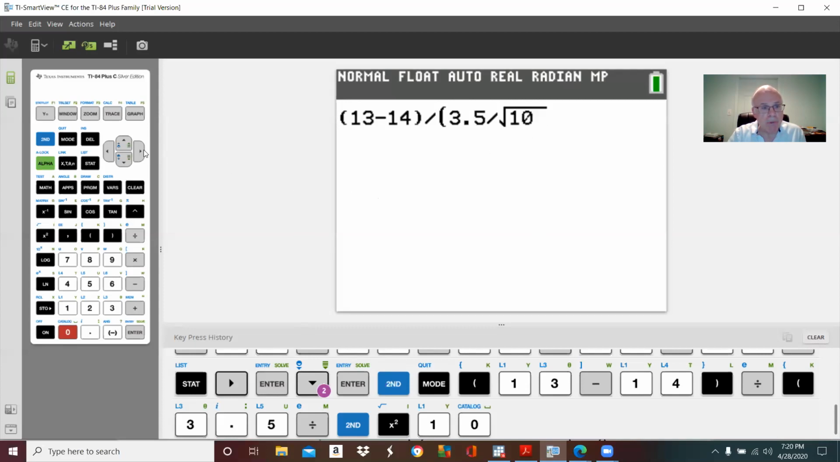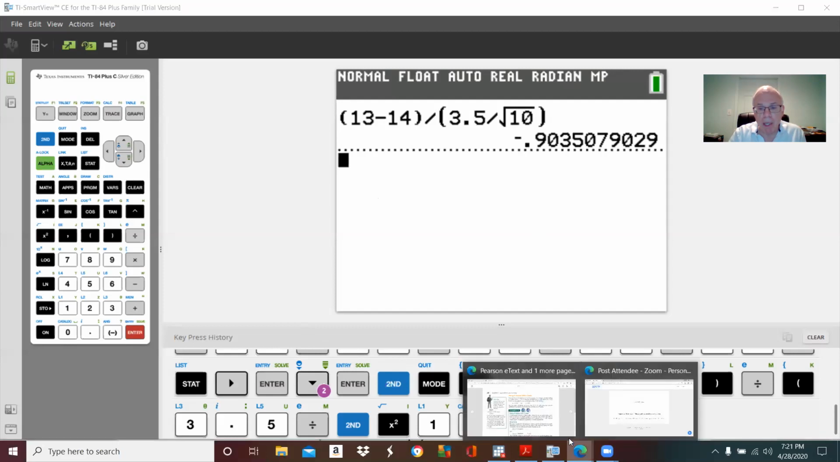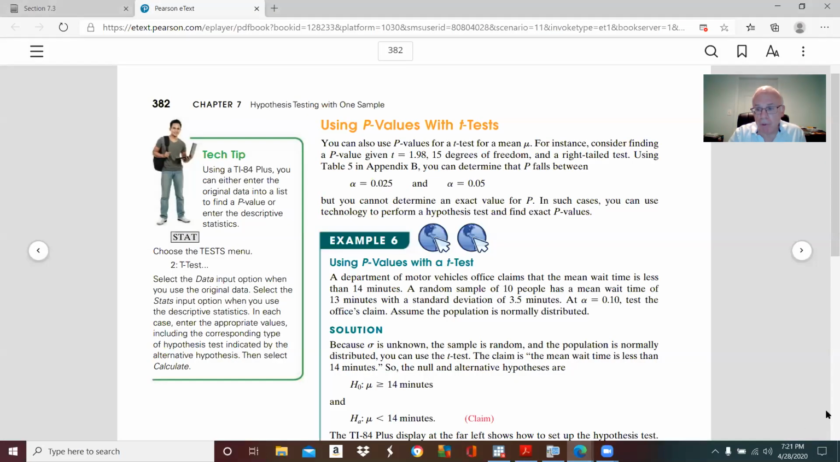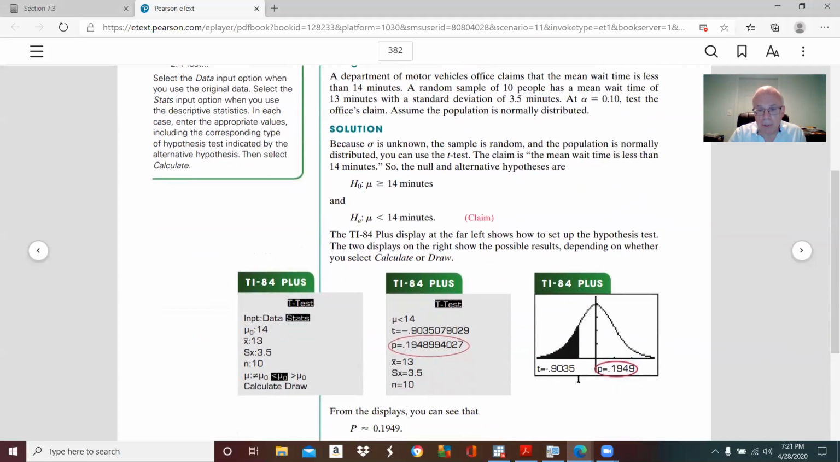To get it outside the square root and close the parentheses, I need to hit the right arrow key again, close parentheses. Now, if I hit enter, this should be our test statistic. Now, let's go back to the problem. Notice that if we scroll down, there's our test statistic right here, negative 0.9035.